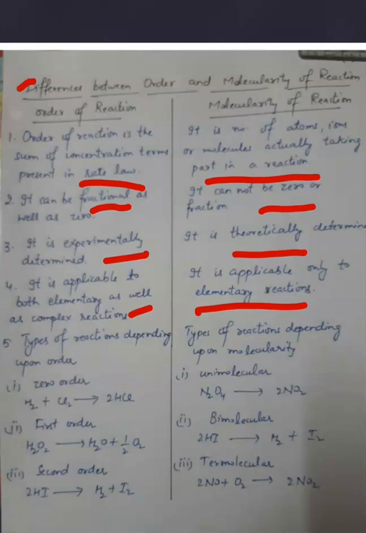Example of the type of reaction depending upon order: zero order reaction means rate law depends not on the concentration of H2 and Cl2. First order reaction, second order reaction. Depending upon molecularity: unimolecular, bimolecular and termolecular.